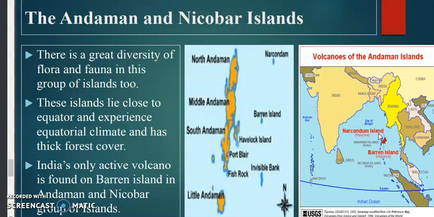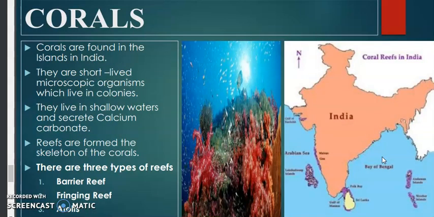And one of the important things about the Andaman and Nicobar is the Barren Island. In Barren Island, we have the only active volcano. India's only active volcano is found in this Barren Island. And this Barren Island is located in the Andaman and Nicobar. That is an important feature of the Andaman Nicobar. You can see this one, Barren Island over here. We have Barren and Narcondam. Over here we have the volcanoes. But the Barren Island volcano is the active volcano.